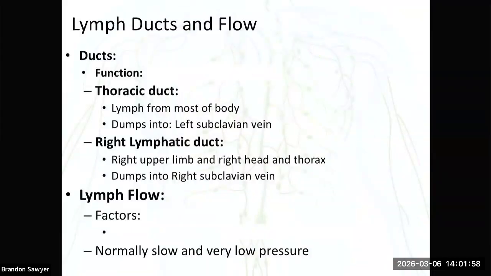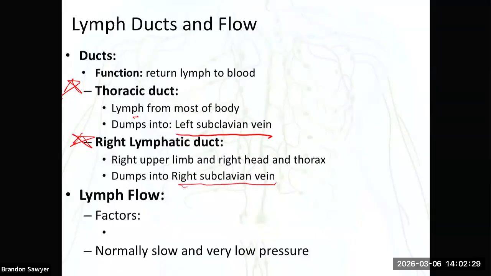Okay, just a little bit more about these ducts and the way that the flow works. The function of the ducts is to return the lymphatic flow back to the blood. We have these large vessels that will dump into some of our big veins. The thoracic duct carries lymph from most of the body, and it connects right into our left subclavian vein. There's a little hole in the left subclavian vein that this lymphatic duct connects into, dumping all that lymphatic flow right there. Same thing on the other side, but it goes into the right subclavian vein instead.